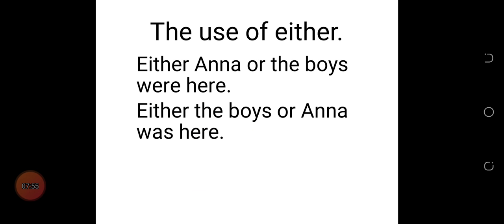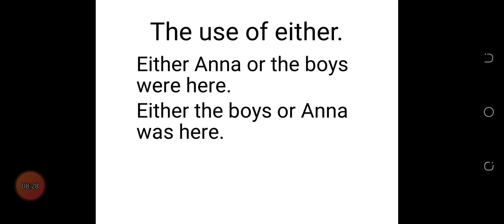All right. Then the last one, the use of either. Either Anna or the boys were here. So the question is, what is the subject closer to the verb were? Or do you even know the verb? Okay, so if you know the verb to be were, then it means that the subject closer to the verb must agree to the verb were. So boys, which is plural, will agree to were.